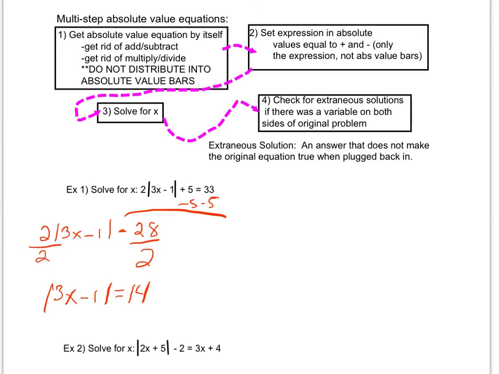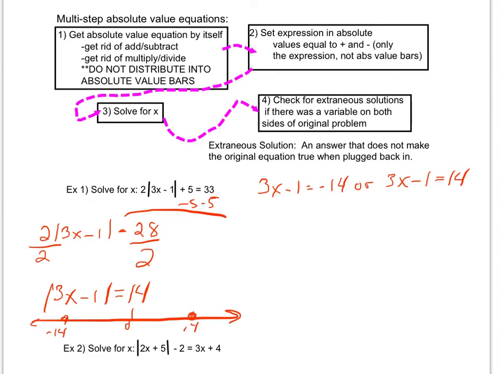So I'm going to ask myself, if 3x minus 1 is a distance of 14 from 0, that would mean, I'm going to show you graphically first here. So here would be 0, here would be 14, here would be negative 14. That means this expression, 3x minus 1, can either be right here or it can be right here. So 3x minus 1 can either be negative 14 or 3x minus 1 can be positive 14. Either way, I'm a distance of 14 from 0. That is what step 2 is telling you to do.